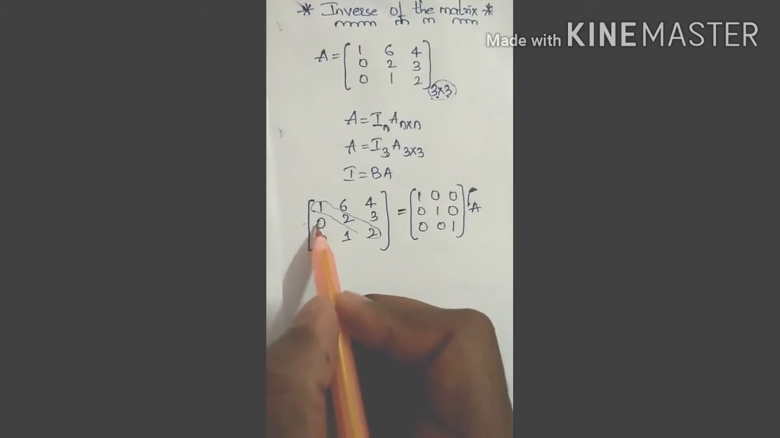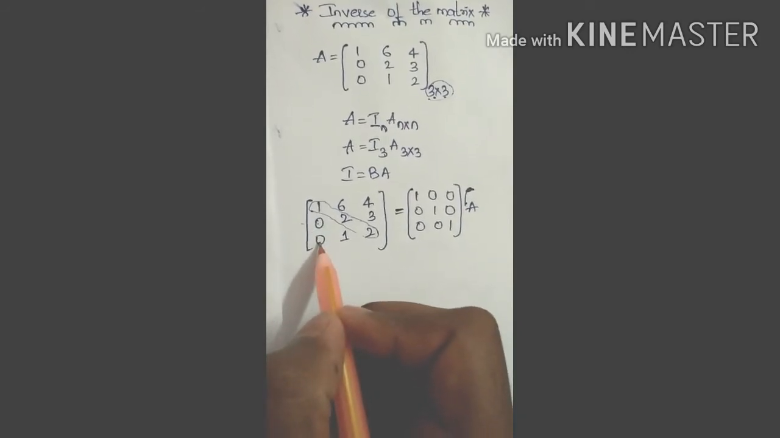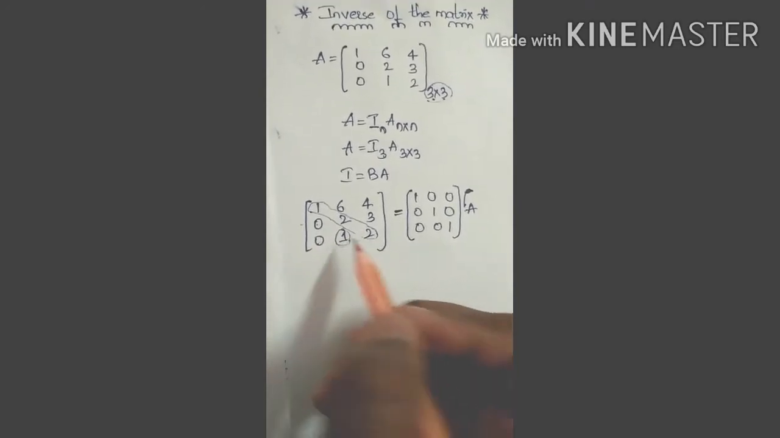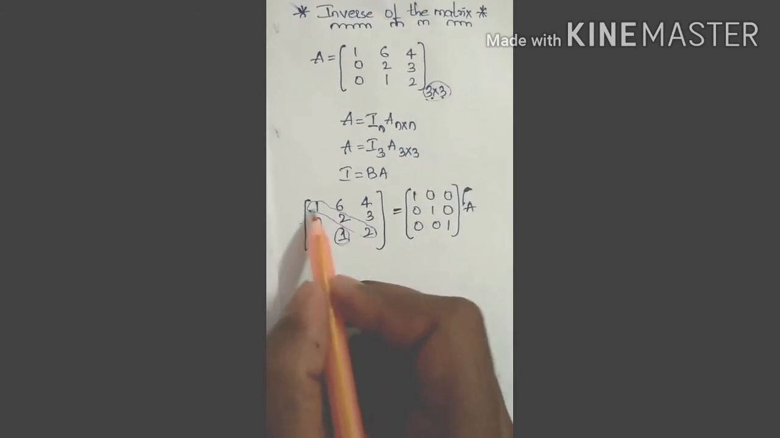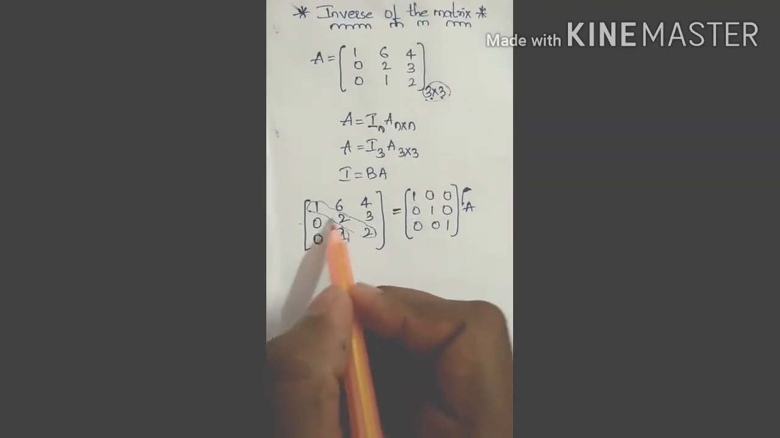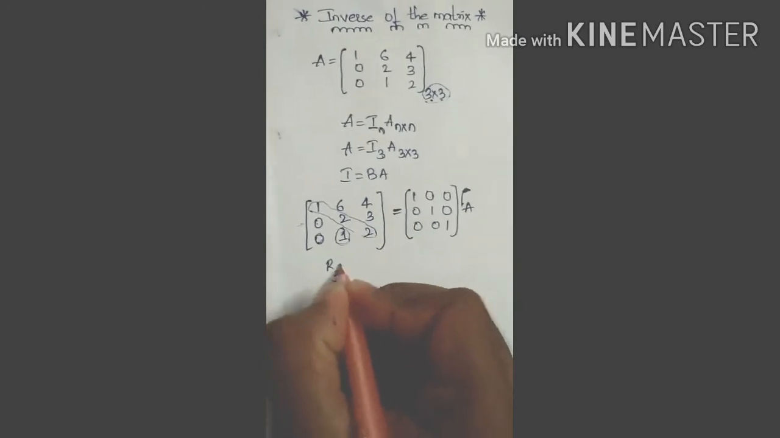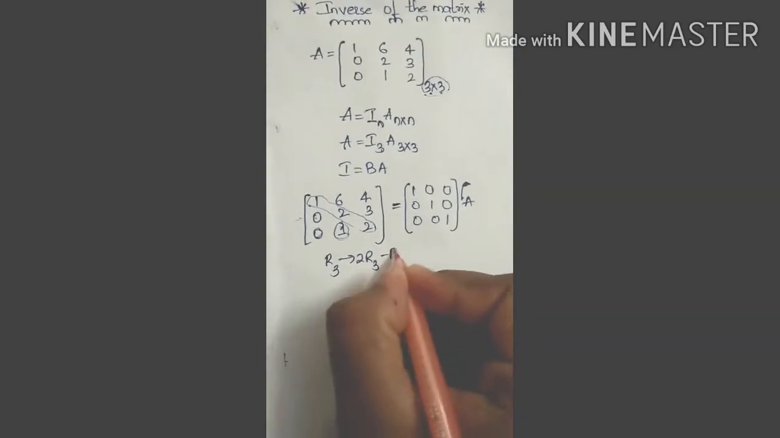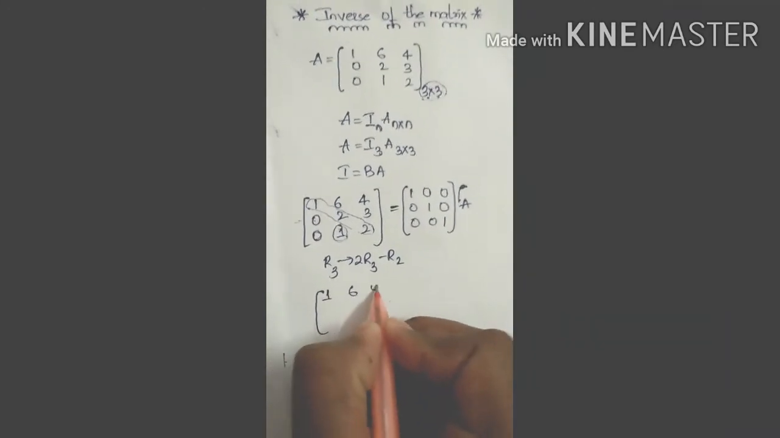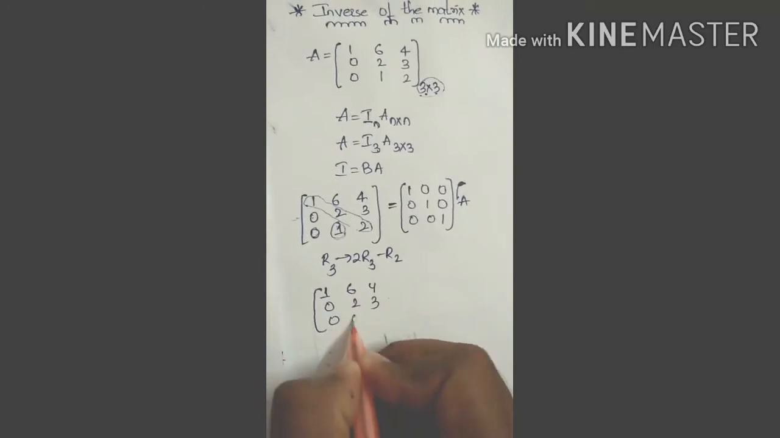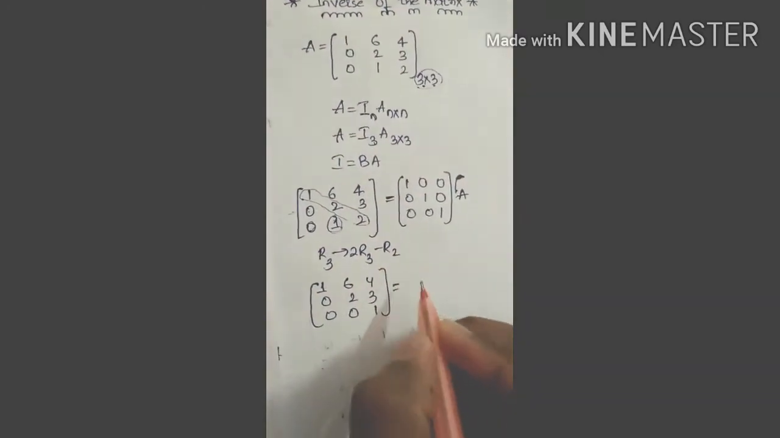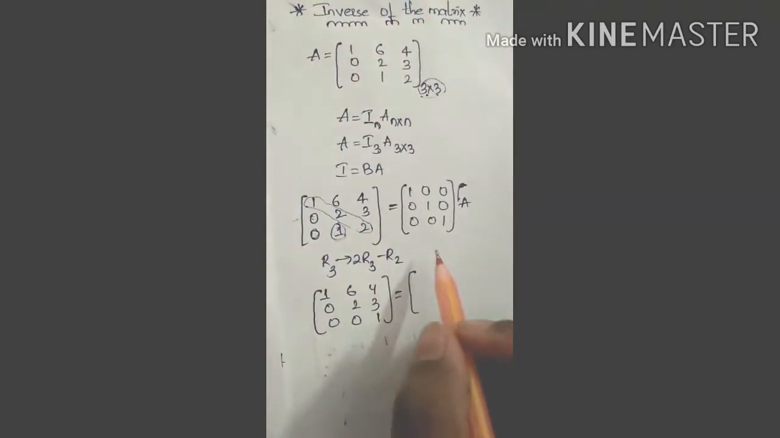For an identity matrix, the diagonal elements should be 1 and the non-diagonal elements should be 0. Here in the first column, the row 2 and row 3 elements are already 0. So we try to make the second column, third row element 0 with the help of R2, not R1. If we try with R1, we will get a non-zero element here. So R3 tends to 2 R3 minus R2, then we get 0 here. The first and second rows stay as they are, and for the third row: 0, 0, and 2 times 2 is 4 minus 3, which is 1.